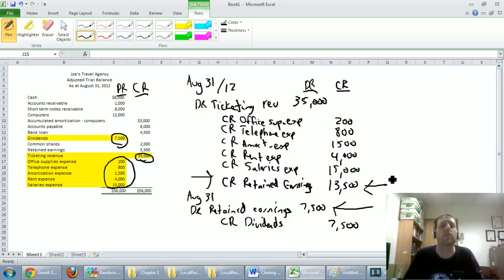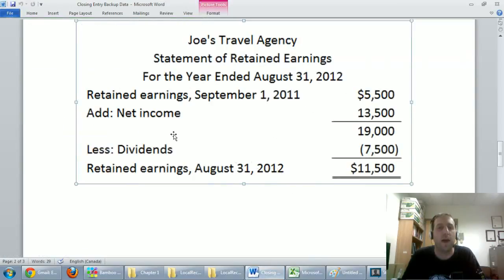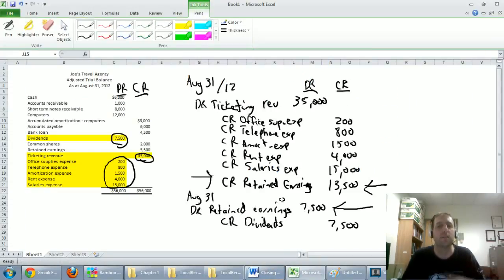But this is the way I do it in my classes, and the reason I like doing it this way is if I have a financial statement, I can compare and double check my numbers, and it's one of those checks and balances. My credit to retained earnings as a result of revenue and expenses should match my net income figure from my statement of retained earnings. My dividends debit should match the dividends on the statement of retained earnings, and they do.